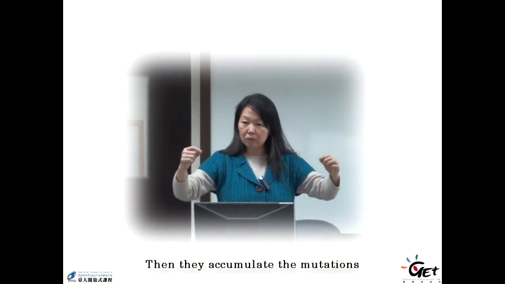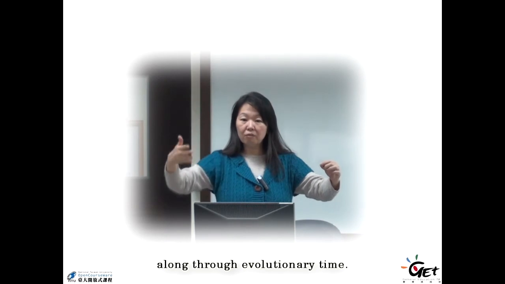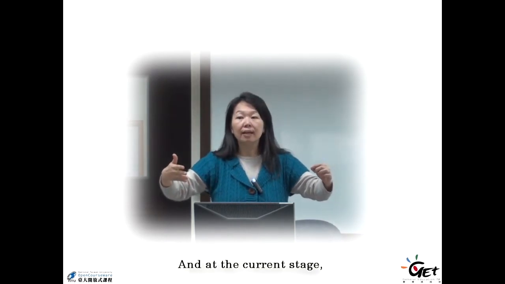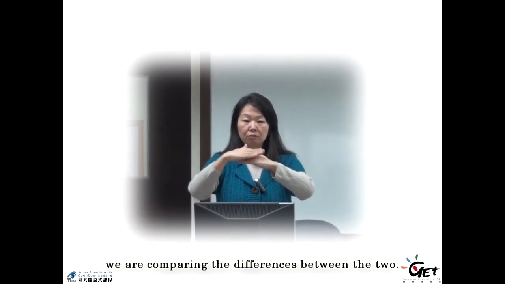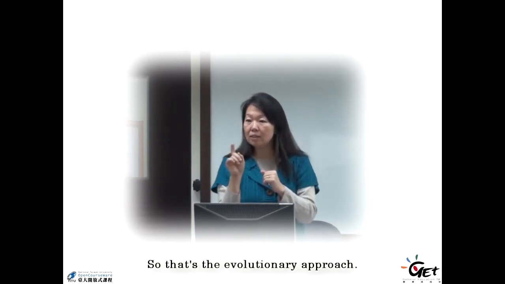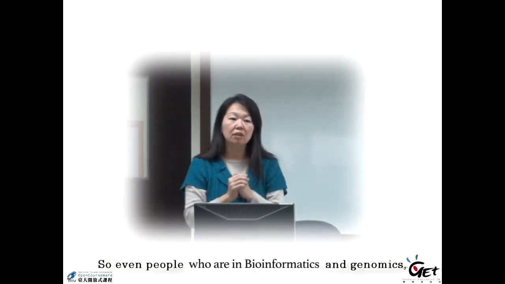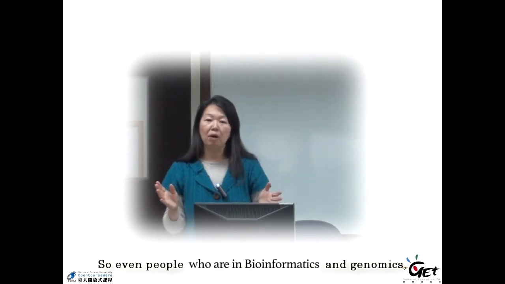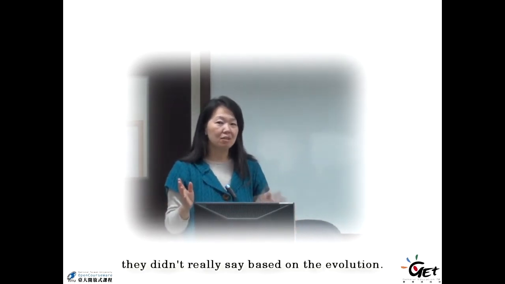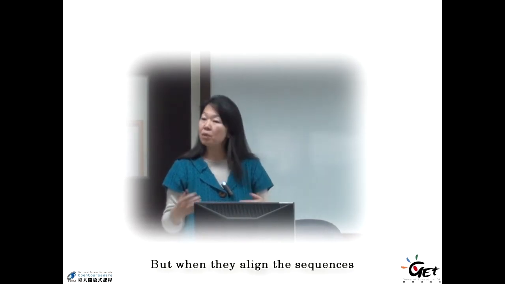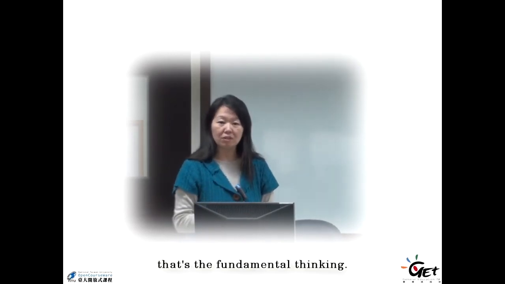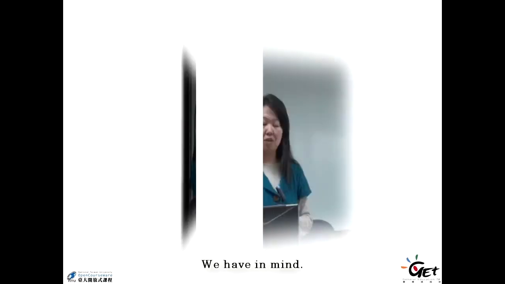That's really good. You are assuming, even if you didn't say it, that the two alleles are from a common ancestor. Then they accumulate mutations along evolutionary time, and at the current stage we are comparing the differences between the two. So that's the evolutionary approach. Even people in bioinformatics and genomics, who don't explicitly say it is based on evolution, have that fundamental thinking in mind when they align sequences.